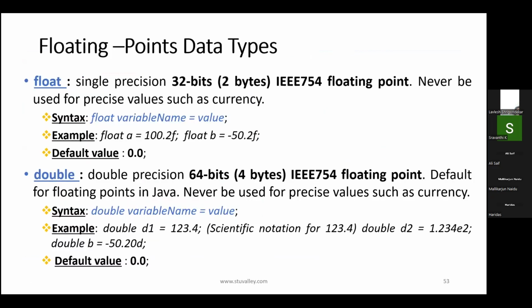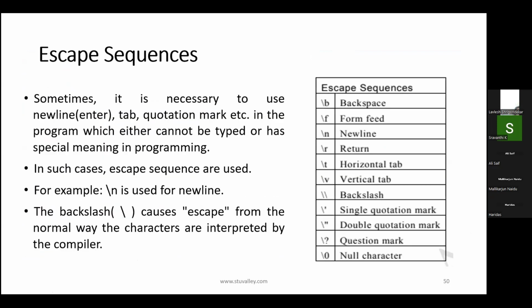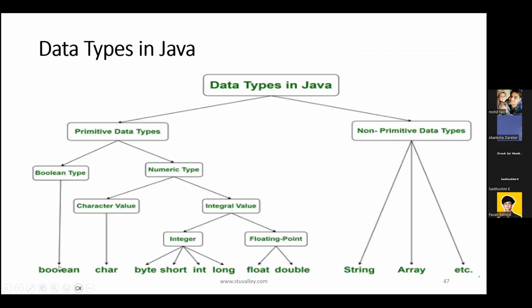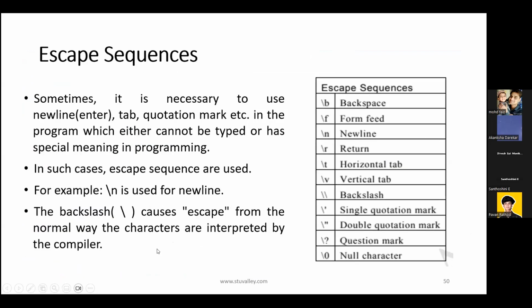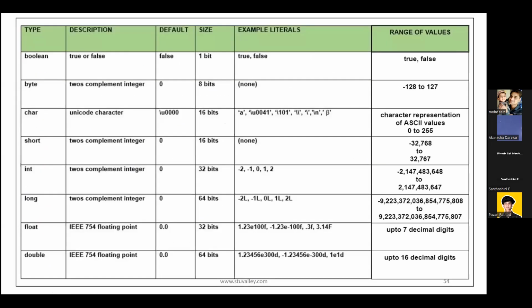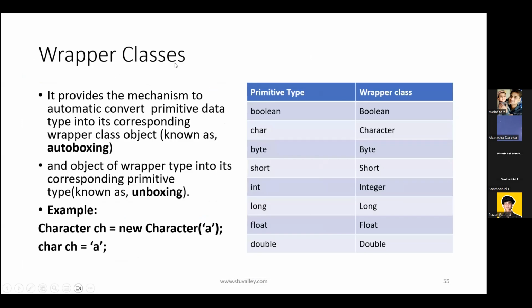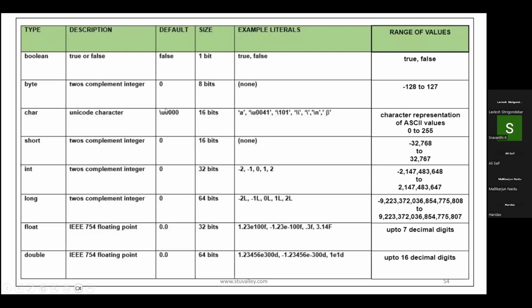We have seen all primitive data types, that is Boolean, character, byte, short, int, long, float, and double. Okay, primitive data types. Now, all these primitive data types have predefined classes in Java. Those classes are known as wrapper classes. Before starting with the wrapper classes, we will summarize this.